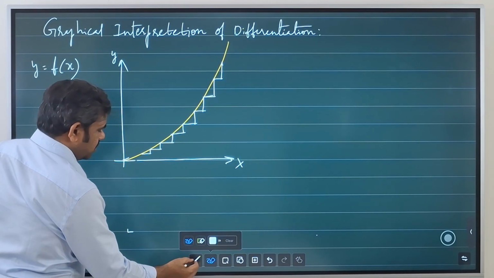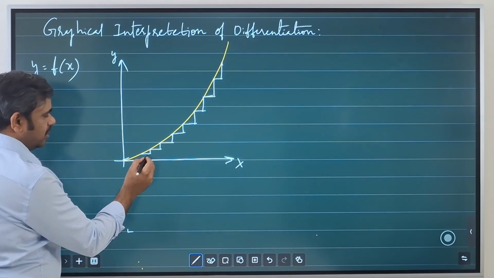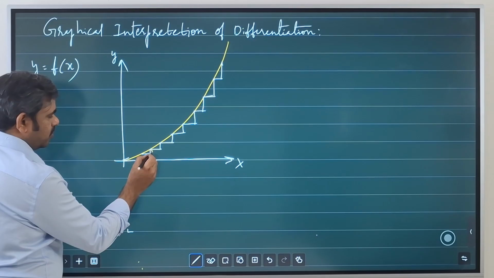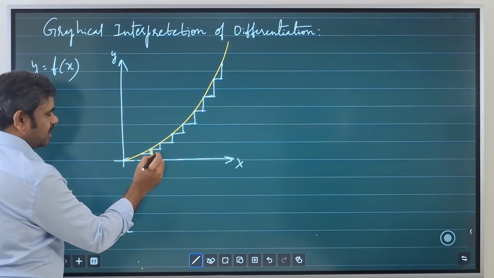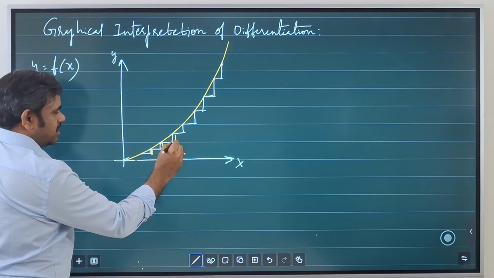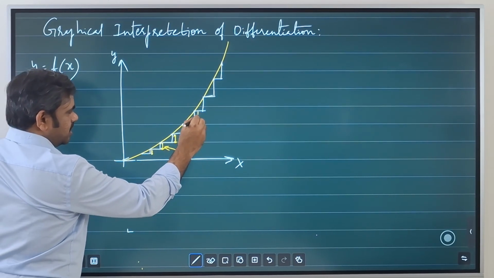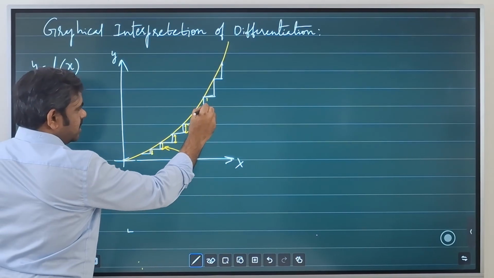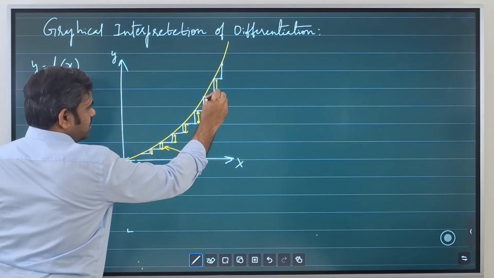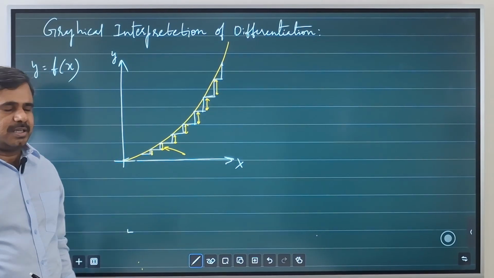Look at the lower values of x. As you are below the hill, for one step, this is the increase in the height. For the next step, this is the increase in the height. For the third step, this is the increase in the height. For the fourth step, this is the increase in the height. Look at the fifth step, sixth step, seventh step. The hill is getting steeper and steeper as you go towards the higher values of x.